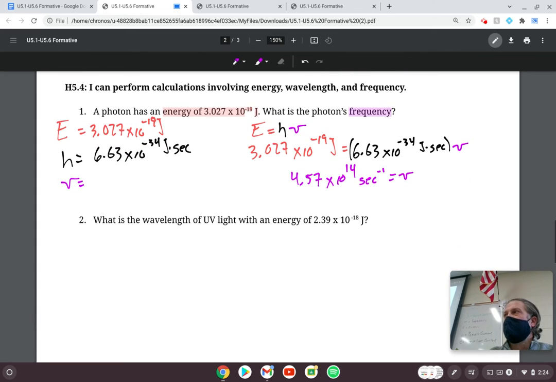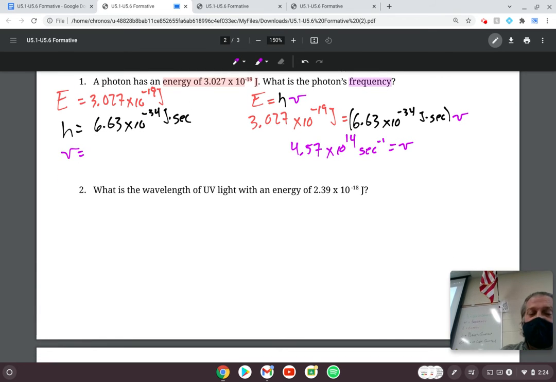How did you type in joule, or do you just not type it? You don't type in joule. Okay. The question was, how do you type in joule in your calculator? And you actually don't need to. All right.